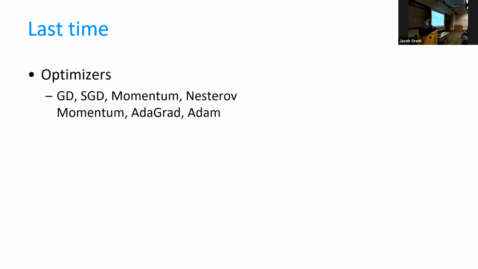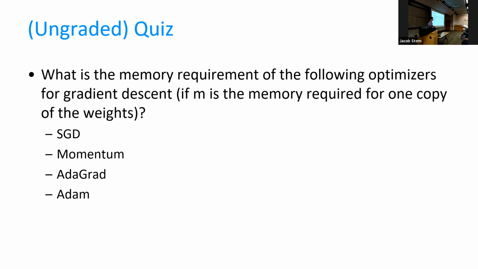By way of review, last time we talked about gradient descent, stochastic gradient descent, momentum-based optimizers, and adaptive gradient-based optimizers. So then as a quick review from last time, try turning to the person next to you and seeing if you can remember what is the memory requirement for these 4 different optimizers in terms of M, where M is the memory required for 1 copy of your network.